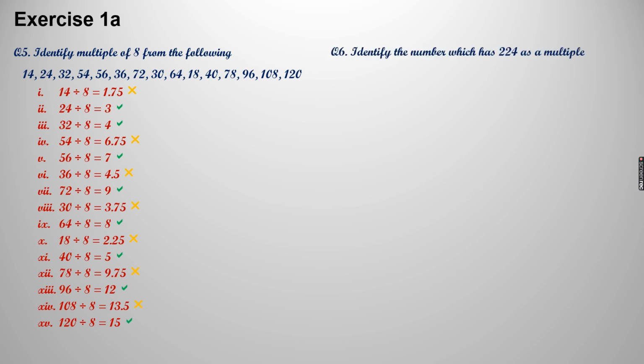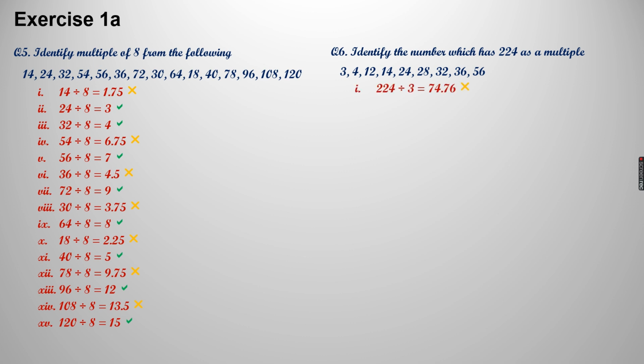Last question of the day, question number 6. Identify the number which has 224 as a multiple. Again, use the same process. 224 is a multiple of some number. Multiple, where does multiple go? Multiple is a numerator. Yes. Is 224 a multiple of 3, 4, 12, 14, 24, 28, 32, 36, and 56? Let's find out. So first of all, 224 will be numerator.